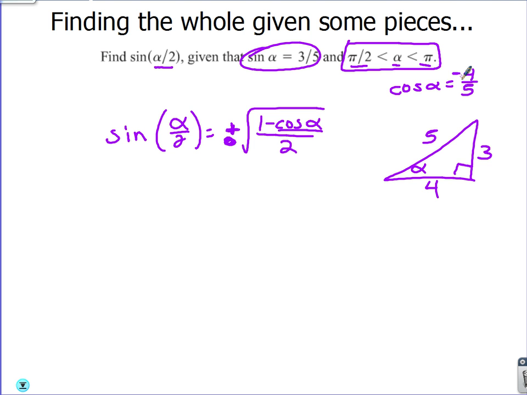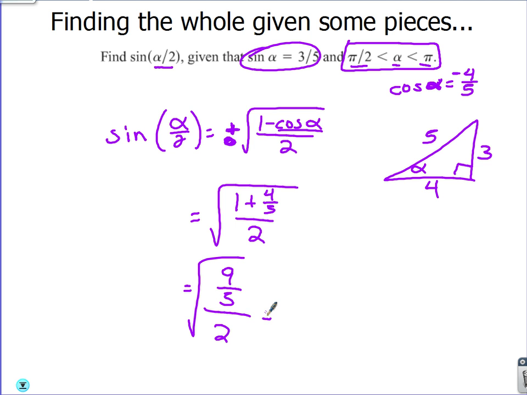Alpha is in the second quadrant. So when we're doing that, we're dealing with alpha, not alpha over 2. Alpha is in the second quadrant, so your cosine will be negative. So now let's plug everything in. Sine of alpha over 2 is equal to the square root, it's positive, of 1 minus negative 4/5, over 2. We clean it up: 5/5 plus 4/5 is 9/5, over 2. Take the square root of it. Flip and multiply, that would be the square root of 9/10. Everybody understand?